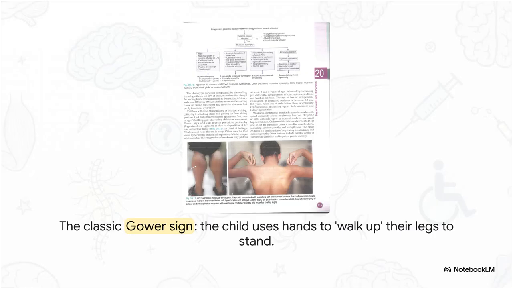And this picture shows the clinical result perfectly. This is the Gower sign, and it's practically a dead giveaway for DMD. You see how the child has to use his hands to push off his own legs just to stand up? That's because his proximal hip and thigh muscles are just too weak to do the job by themselves. If you see this in an exam question, your brain should immediately scream Duchenne's.